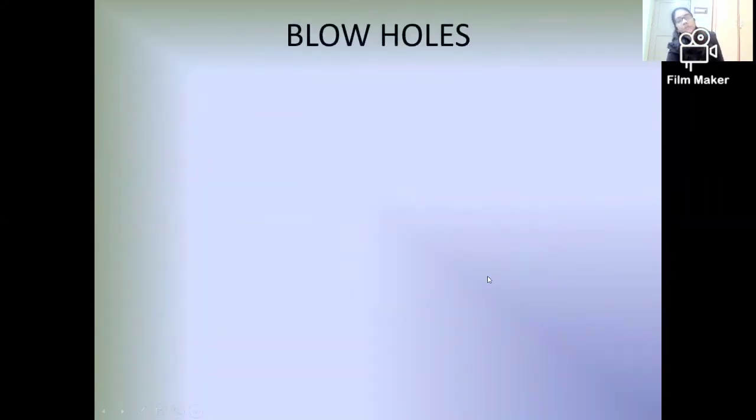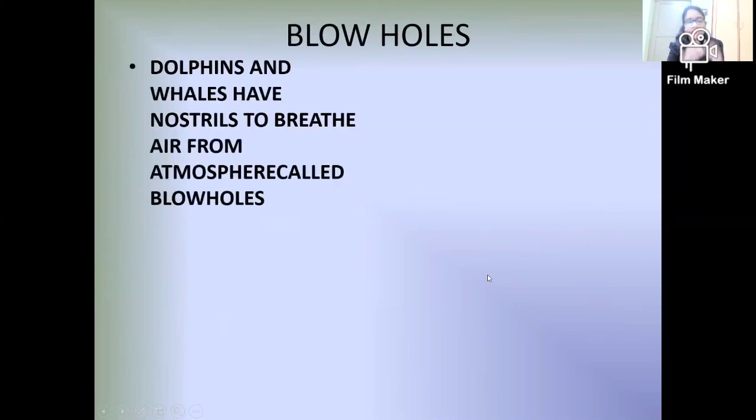Now let's learn about blowholes. Dolphins and whales have nostrils to breathe air from the atmosphere, called blowholes. The thing is that dolphins and whales don't have gills. First of all, they don't have gills. They have lungs. They're exactly like us.